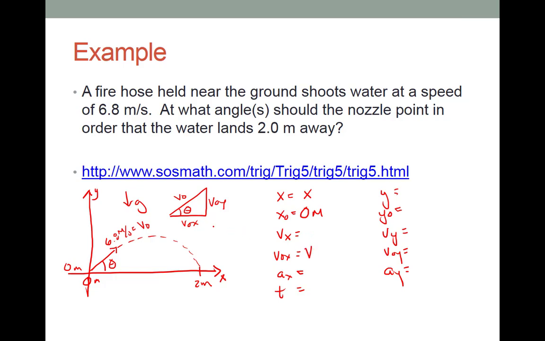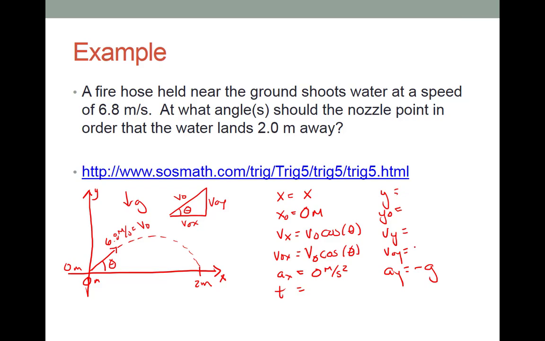Okay. X component is on the side adjacent, so that makes it a cosine. And as we've seen the last 3 examples, horizontal acceleration is 0. So that makes our horizontal velocity constant. We put the acceleration in as a negative g, so that would be negative 9.8 meters per second squared.